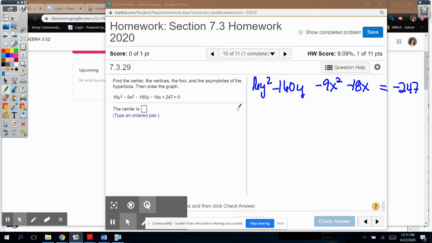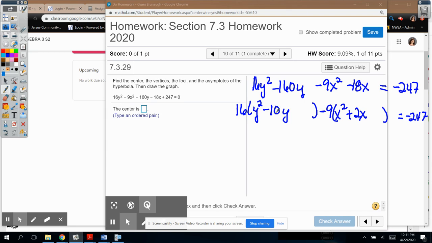You can't have that 16 there, so we're going to pull it out of both of the y's. So now it's a y squared minus 10y. I took the 16 and divided it by both. I can't have this 9 here. So I'm going to take out a negative 9, which leaves me with an x squared, and now it's a plus 2x after I pull out the negative with it.